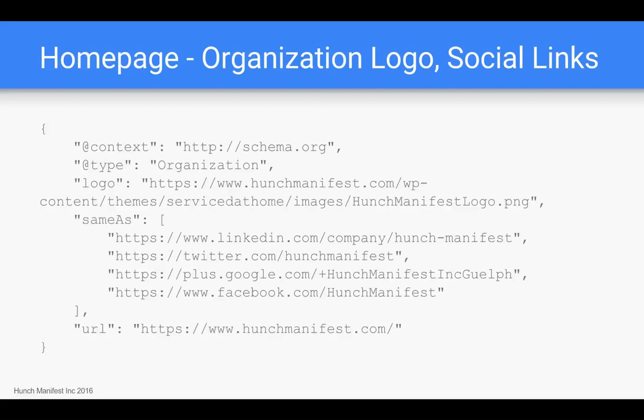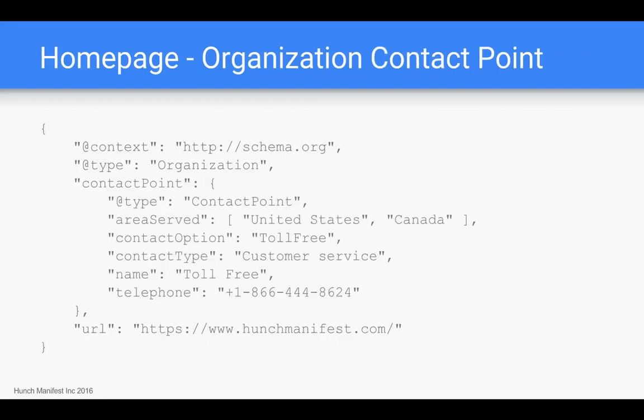Social links would show up in the knowledge graph on the right-hand side of your search results page. Contact point is a way in which you can create a toll-free number, or your sales support, or maybe your 24/7 emergency hotline, or some other types of contact methods can be created like this. And these also can show up in your knowledge graph results pane on the right-hand side.